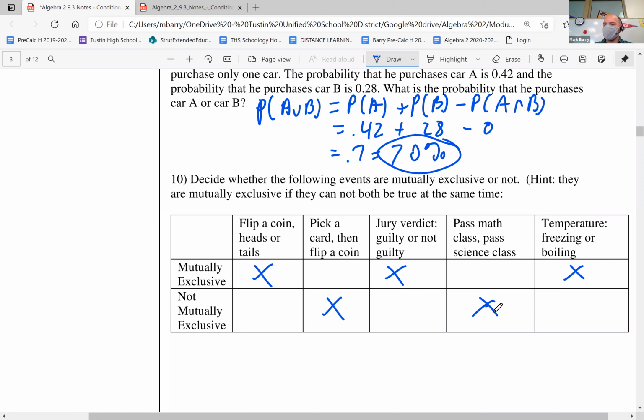You could pass math class or science class, but you could also pass both of them. You could pass math class and science class, all right? All right, cool.